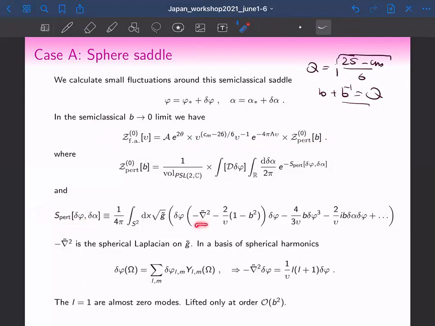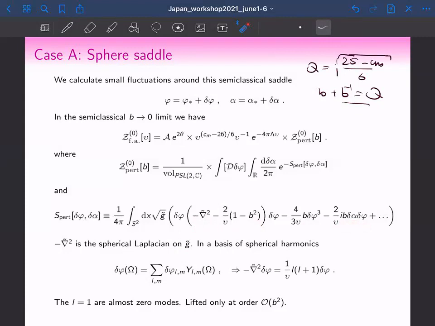And this, the minus Laplacian, is the Laplacian of the fiducial metric. And basically, this is like the mass of delta phi. And here we have higher order fluctuations, higher order powers in delta phi. So there's delta phi to the power of 3, then there would be delta phi to the power of 4, and so on and so forth. And importantly, delta phi and delta alpha are talking to each other. So the fluctuations of these two fields, phi and alpha, talk to each other.